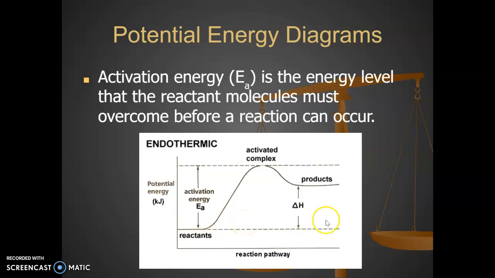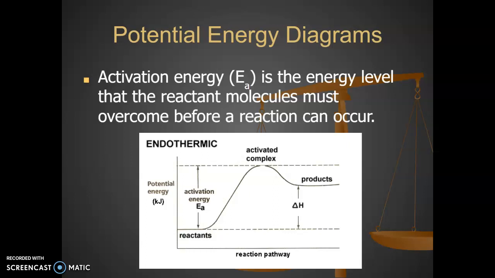So here is a picture of a potential energy diagram, and we're going to go over what each of these things are here in just a second. But the activation energy, also denoted as EA, is the energy level that the reactant molecules must overcome before a reaction can occur. And remember, when we talked about those factors that can influence the rate of reaction, the activation energy can be lowered if we add a catalyst, okay?